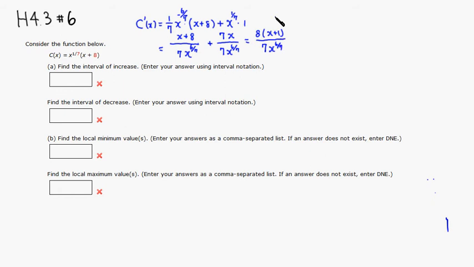Alright, so we set that equal to 0, and we can set the numerator equal to 0, so x equals -1 is one critical number. And also, since c prime of 0 is undefined, x equals 0 is another critical number.